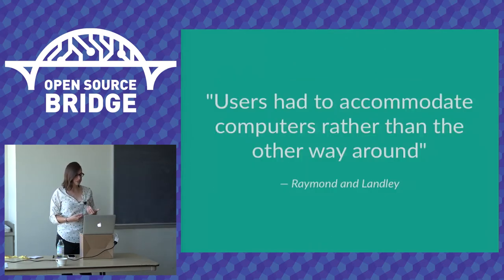In a book on Unix usability, Eric Raymond and Rob Landley wrote that users had to accommodate computers rather than the other way around. User interfaces were considered overhead, and software was designed to keep the processor at maximum utilization with as little overhead as possible. The turnaround time for a single job often spanned entire days.